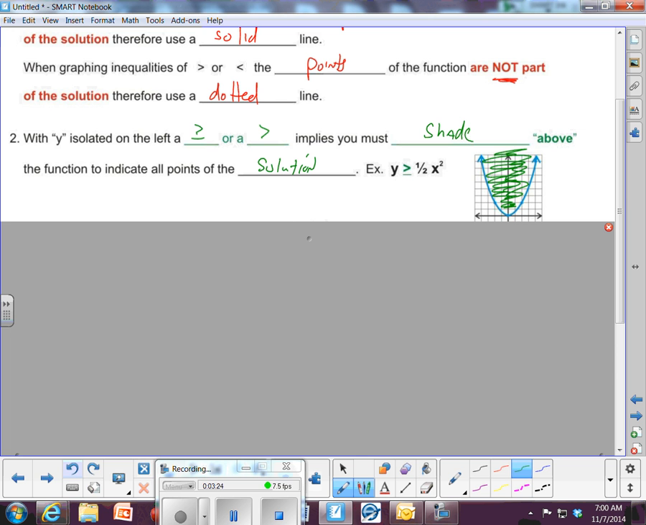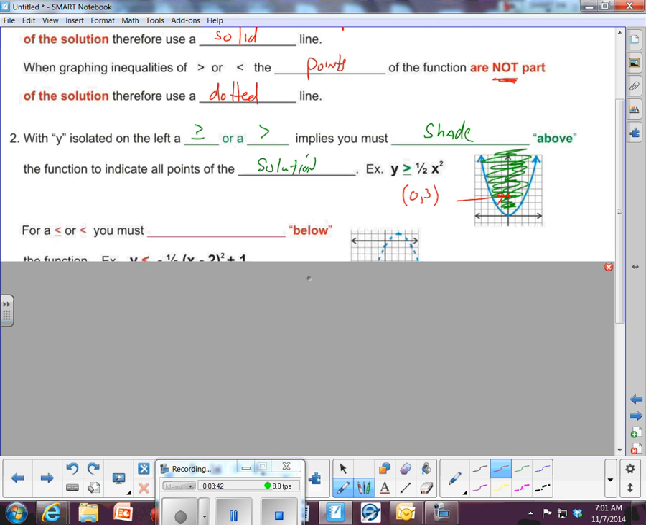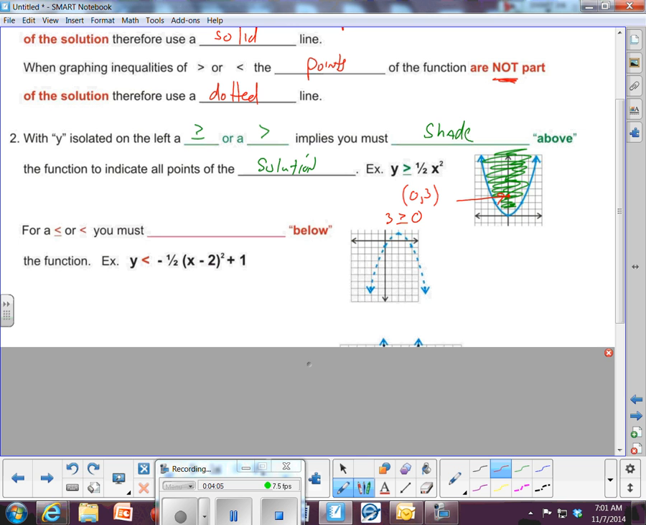Now, if you get nervous and you're not sure, you can always do a test point. Take any point in that area, and I'll use a simplistic one. I'm going to go right there, and that point has coordinates of (0, 3). Put the point into the original inequality and see if you get a true statement. If I put the 3 in for the y, I get 3 greater than or equal to 1/2 times 0, which is 0. Is that true? Yes, it is a true statement. We found the correct points. But again, if you understand what the symbol means and you've got the variable isolated on the left, then you know to shade either above or, in our second instance here, below.